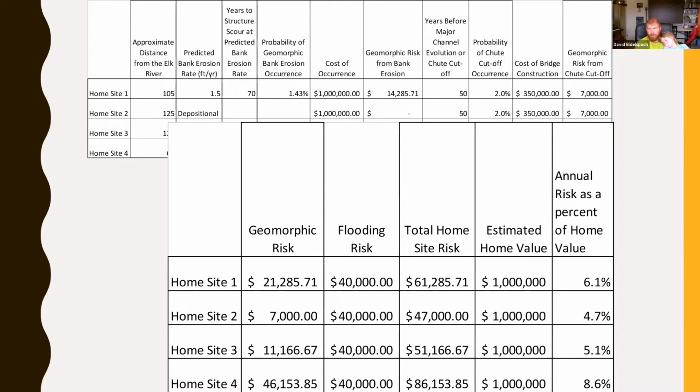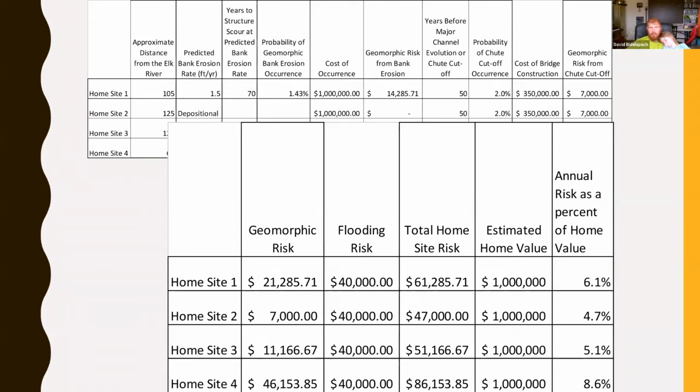Now, regarding the flooding risk, there was a flooding risk even though it was not a mapped flood area, because it was well within the 100-year floodplain, even though it hadn't been mapped. So there was still a flood risk to these homes. So we looked at that and said, okay, this is our risk on an annual basis. This is our total home site. So your annual risk as a percent of your home value on these homes is 6%, 4.7%, 5.1%, and 8.6%, based on changes in morphology and bank erosion rates, potential for cutoff, and flooding.